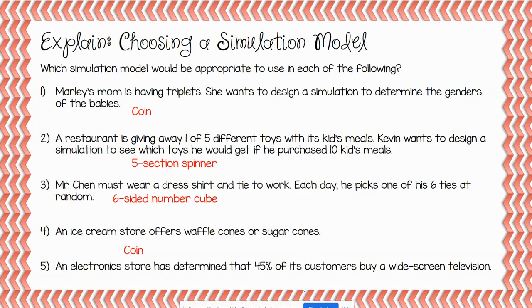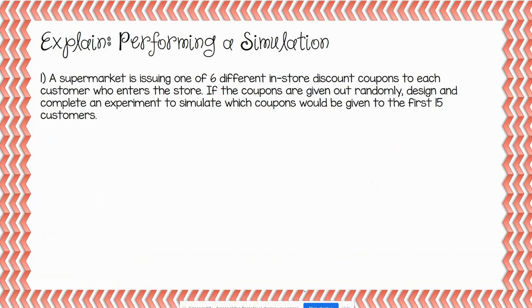Number 5 says an electronics store has determined that 45% of its customers buy a widescreen television. Well, for this one, it would probably be best to use number assignments. And you can make your number assignments so that 45% of them would represent a widescreen television and the other 55% of them would not. Now go to page 31.